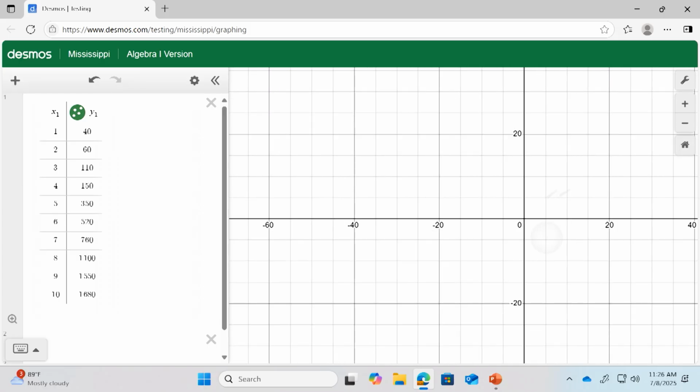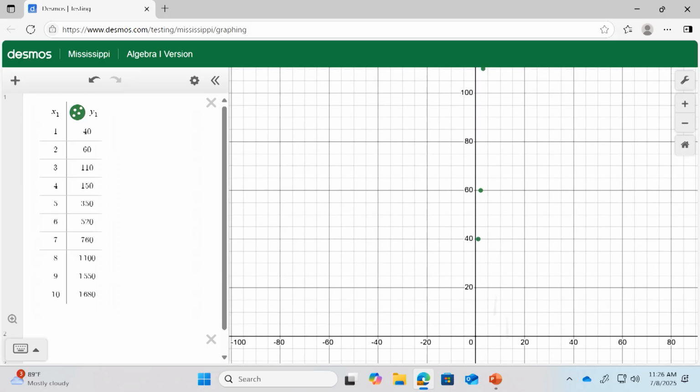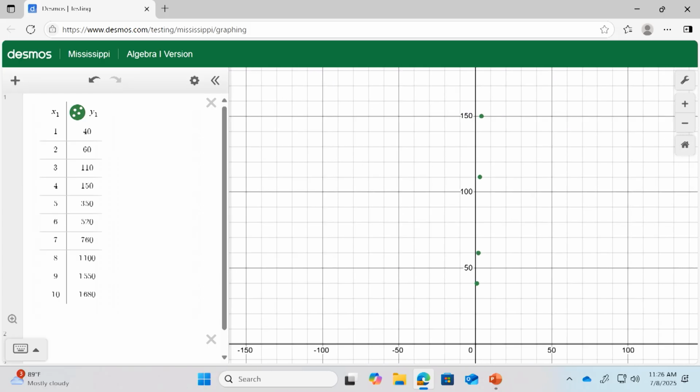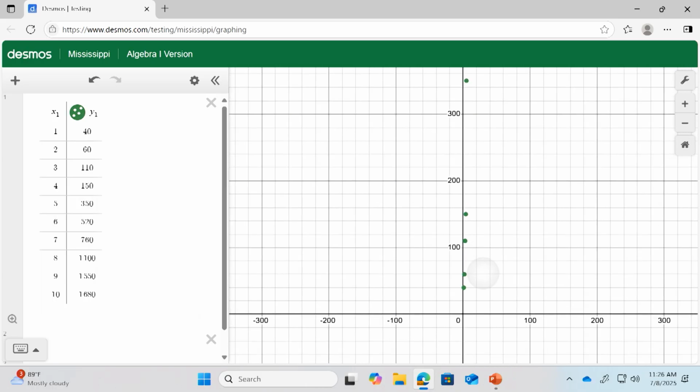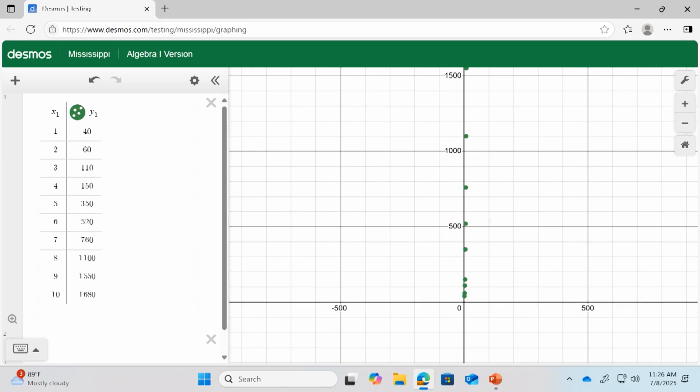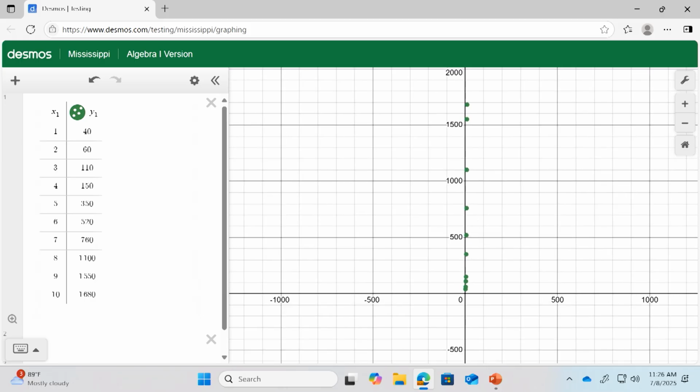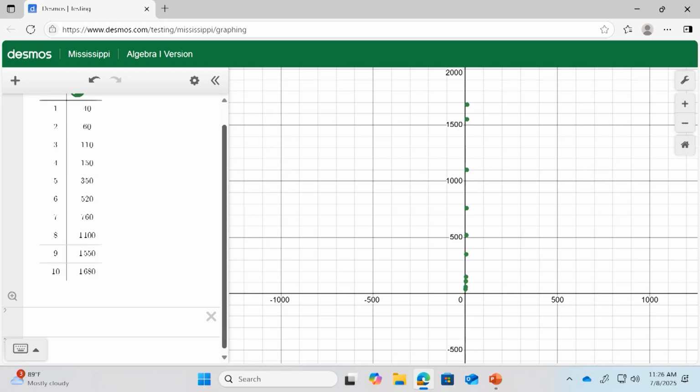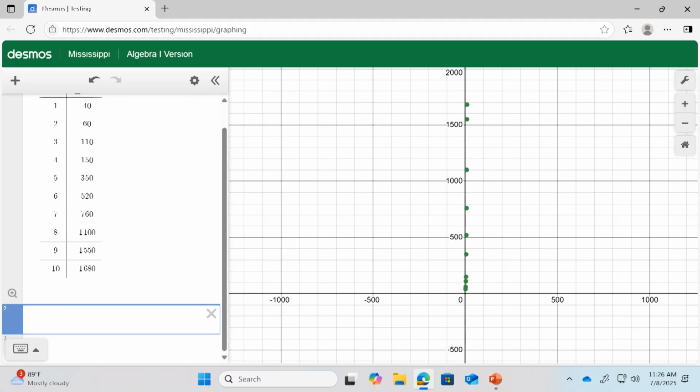So what I'm going to do is look at this, and here we go. When I am looking at this, obviously my numbers are so small, I'm having to look further and further up. So by just looking at my Desmos, I can't tell if that is linear, I can't tell if that is exponential. So what I'm going to do is ask my Desmos, what is it?